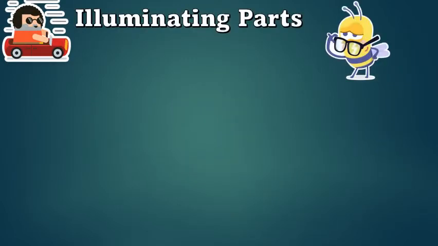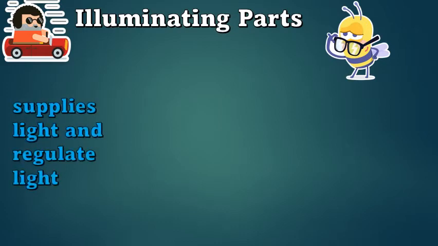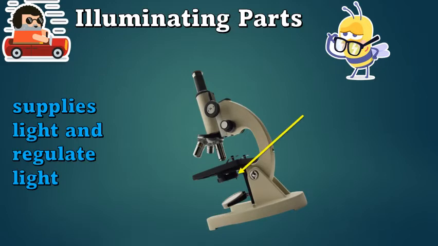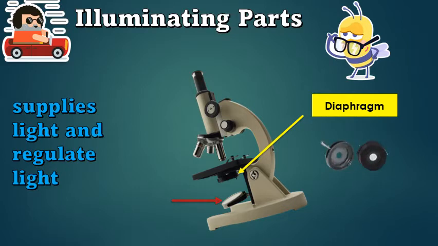The second main part of our microscope is the illuminating part. This part of the microscope is the one that supplies light and regulates light towards the focus of our specimen. Its first part is the diaphragm. That is one that can be seen under our stage. And second, we have the mirror. So these two parts are the main parts of the illuminating part of the microscope.